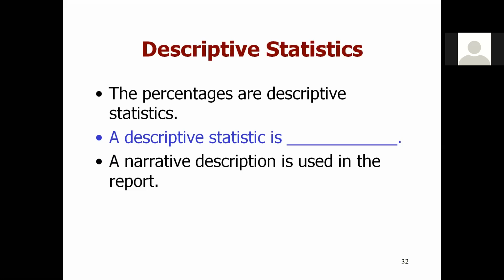We want to make sure that our readers can grasp the patterns of the results very quickly. That's why we have tables and figures. They help us do that. So how do we write a descriptive statistic narrative in our results section?